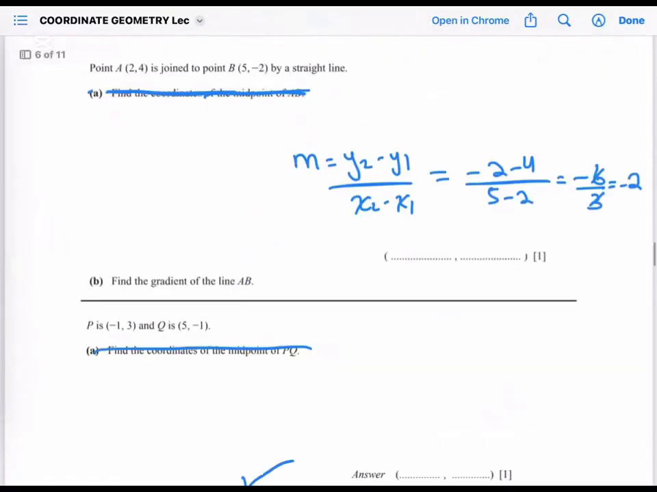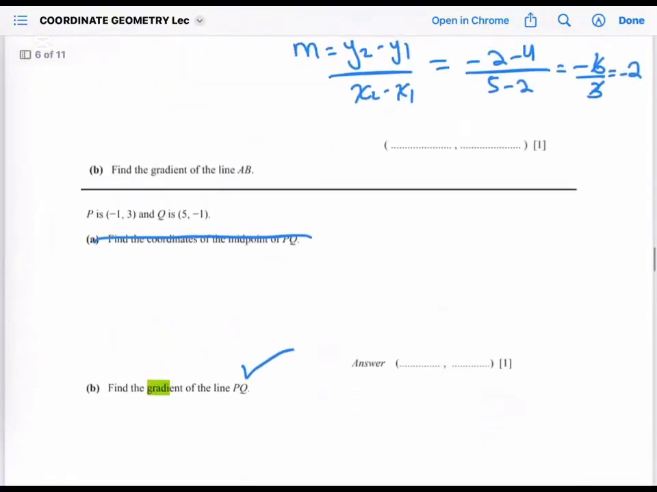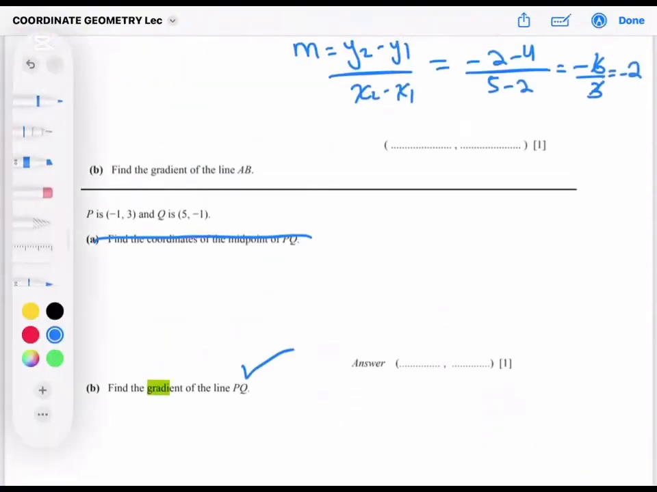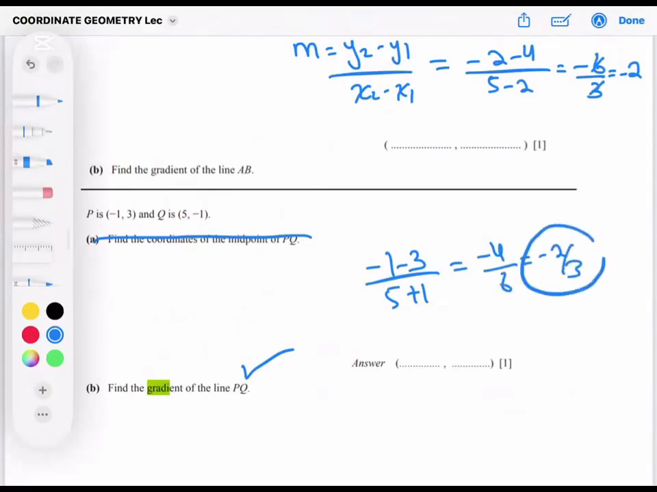I got minus 2 over 3. Minus 2 over 3. Let me check. Minus 1 minus 3, 5 plus 1. Minus 4 over 6, minus 2 over 3. Yes, absolutely right. Well done.